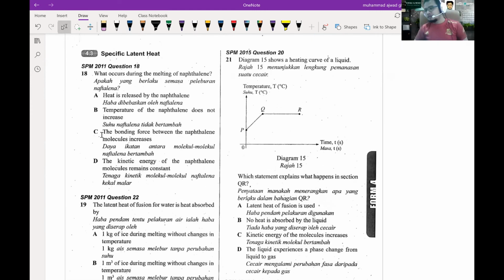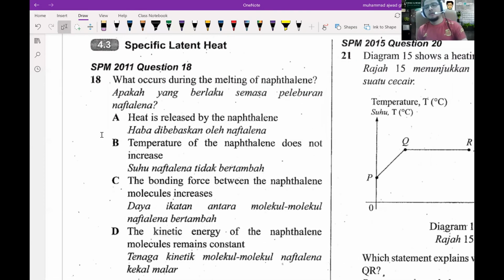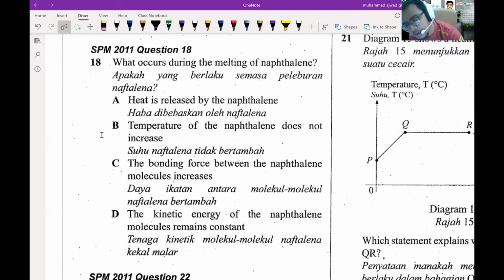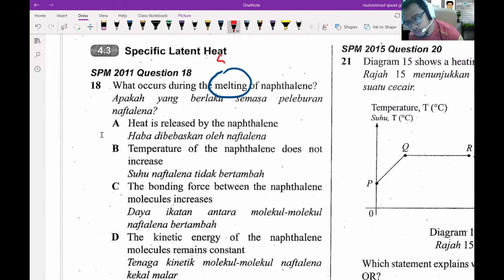Yay, latent heat dah. Okay. What occur during melting? When solid of naphthalene to liquid. Ubat gegat. Siapa pasang ubat gegat kat rumah dia? Saya. Okay, tu ubat gegat. Nama lain dia naphthalene. So apa yang berlaku semasa melting?